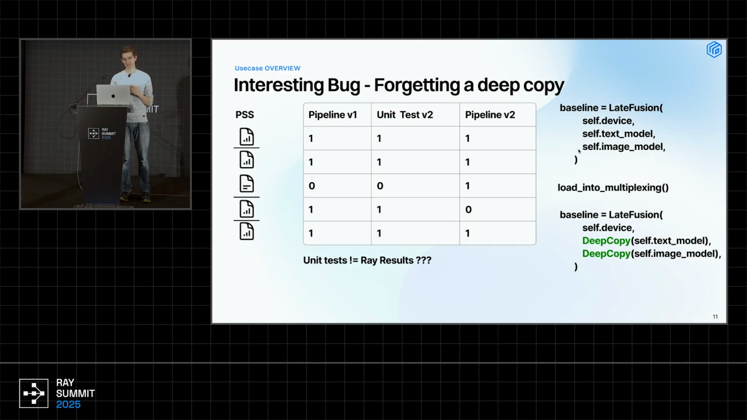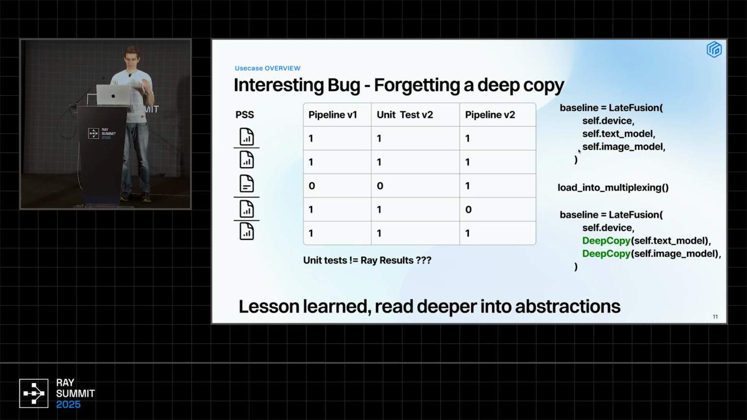And the reason was how we were actually allocating our models. We had to do a deep copy on Ray and actually reload the models in a different way than we did in PyTorch. And this was the interaction between multiplexing and our actual model. So these are some of the things that get you if you don't go into the details of the framework and actually understand how serving is being implemented. So again, the lesson learned here is read deeper into the abstractions, understand what's happening, but you're going to run into these issues across the board.